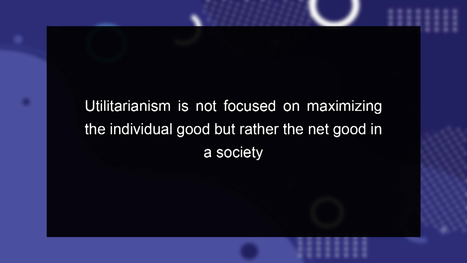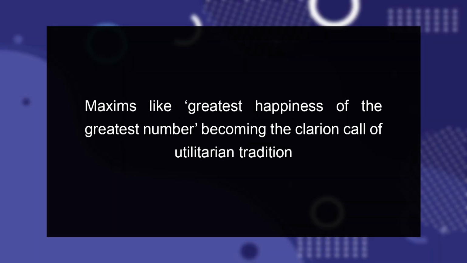Utilitarianism, therefore, is not focused on maximizing the individual good, but rather the net good in a society. It also seeks to be impartial and therefore values the good of every individual the same. Early utilitarians saw good as synonymous with pleasure, and this view continues to hold significance among utilitarians. Therefore, maximization of good is seen as synonymous with maximization of pleasure. This is what led to maxims like greatest happiness to the greatest number becoming the clarion call of utilitarian tradition.